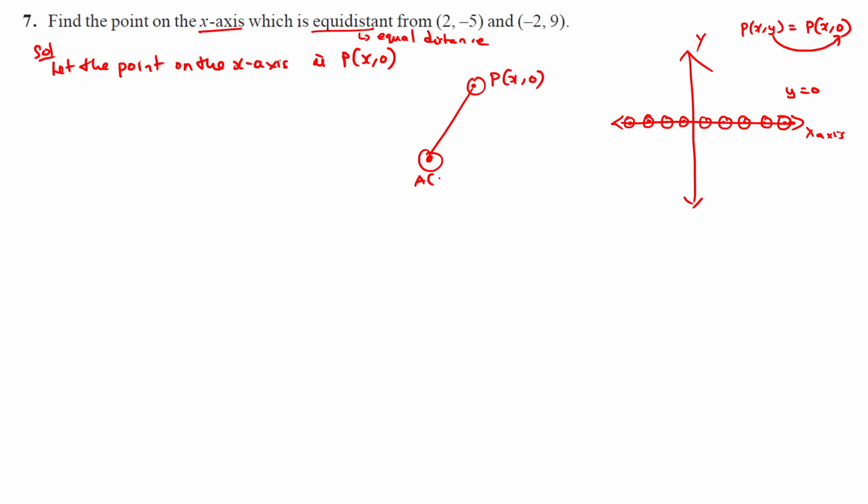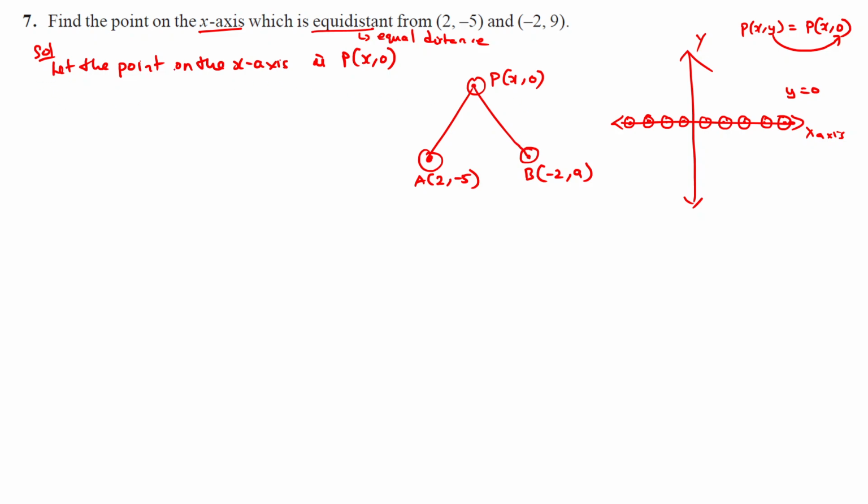So let us consider these points as A and B. A is (2, -5), the first point, and the second one is B(-2, 9). The first clue is that the point lies on the x-axis, so (x, 0). The second clue is equal distance: the point lying on the x-axis is at equal distance from these two points. So the PA distance must be equal to the PB distance. That is our second clue.